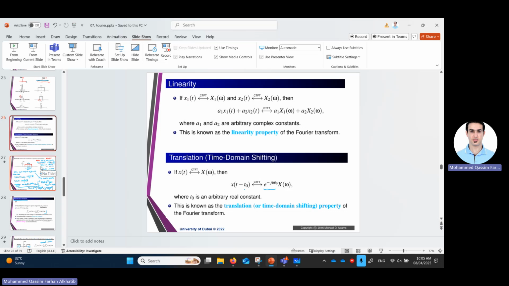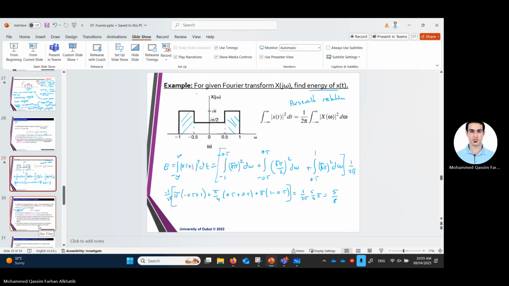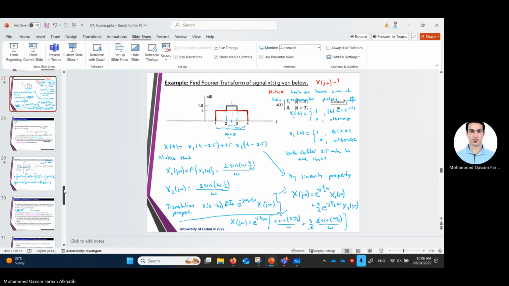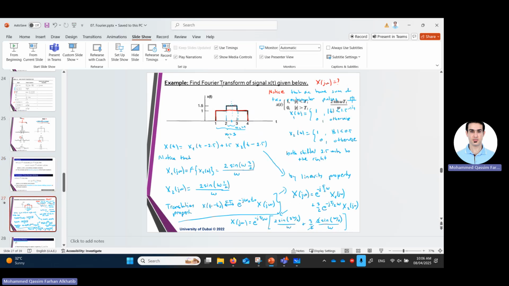All right, so here are some properties. I think we already discussed that. Translation in time will lead to a multiplication shift. Why do we need this? To solve this example. So assume that you have this Fourier transform, and you were asked to find... Now wait a minute. This is the example, yeah, that's the example I wanted. So find the Fourier transform for the signal given below.